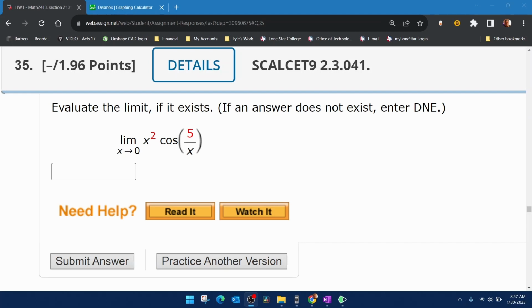I see a couple of ways to approach this. I know if you click the Watch It button, they illustrate how to solve this with the squeeze theorem. I'm going to offer two alternate approaches, one of them being graphing and the other one being a property of limits. So here we go.